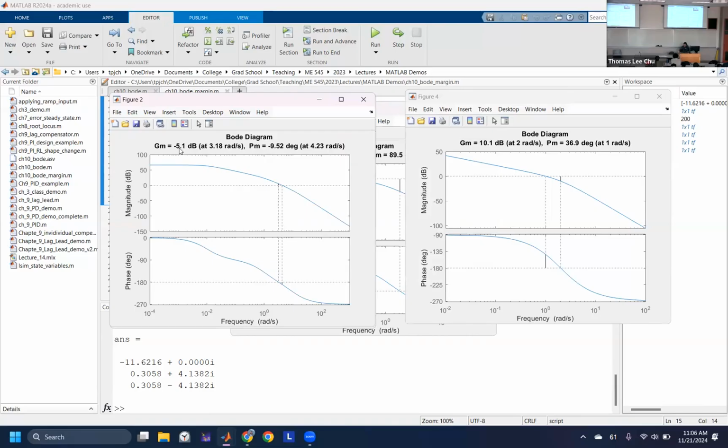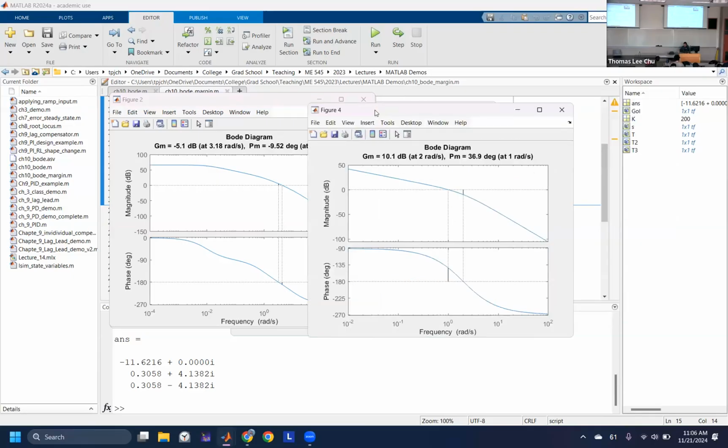Right here it says minus 5 decibels, meaning that we have to reduce the gain of the system by 5 decibels for the system to become stable again, meaning we have no margin left. We're already unstable. For the phase margin here, we look at the 0 decibel crossover, and then we look at our phase, which is minus 180 degrees. Since we're below that line, it means we have to reduce the phase by 9.52 degrees, meaning that the system already has too much time delay. We need to reduce that time delay for the system to become stable.